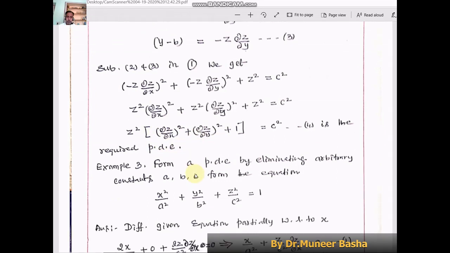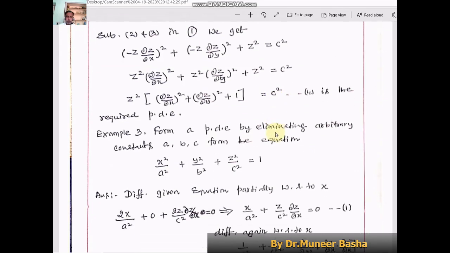This does not contain the constants a, b; c can be present, or c square can be present, because this is representing a fixed constant called the radius.